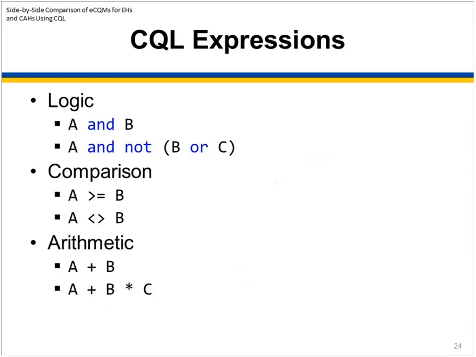So we saw the comparison. These are some of the other types of CQL expressions that we see. Can perform logical operations, combining yes/nos. So I can say A and B, or I can perform comparisons between ordered values. And I can perform basic arithmetic just like you'd expect to see in any expression language. Note that this is following standard mathematical precedence, so this will be evaluated as B times C, just like you'd expect.